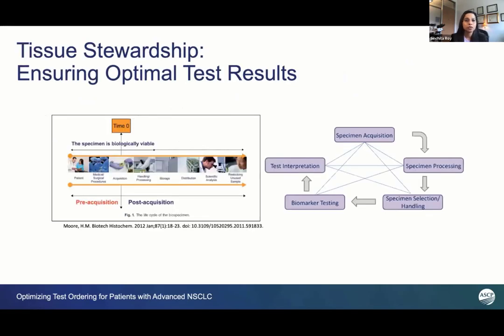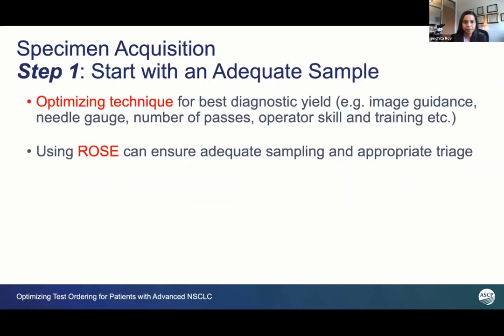So tissue stewardship is everyone's responsibility, right? It starts from the time when we collect the specimen. How that specimen is collected, processed and handled will actually impact how some of these biomarker tests will work and how that test is interpreted. All of these steps are interconnected and interdependent. So let's start with step one.